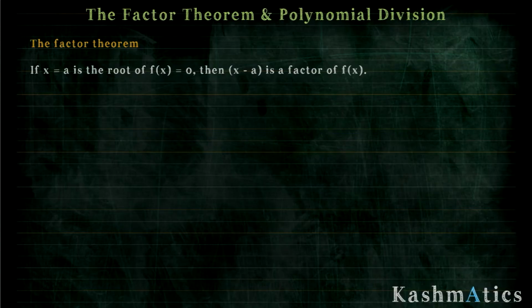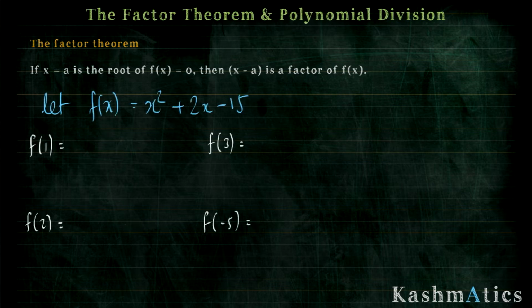The first thing we need to do is define what the factor theorem is, and what it says is if x equals a is the root or solution of the equation f of x equals 0, then x minus a is a factor of f of x. Now that's quite a mouthful, so the best way to explain it would be via an example.